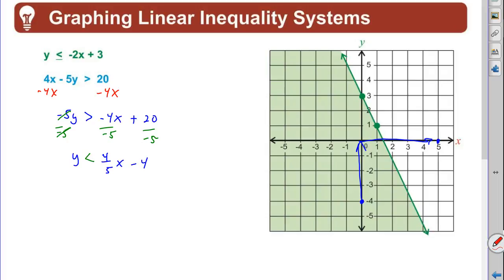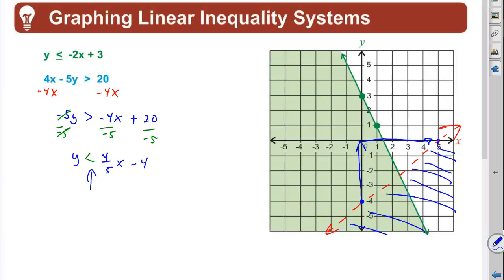Now, don't forget, if the symbol doesn't have the equal to part, then the points of the line are not included, and to illustrate that, we use a dotted line. So this is going to be a dotted line through those 2 points. Then I have to shade the side of the line containing the solution, and it's a less than, so those are all the points below the line, all these points.